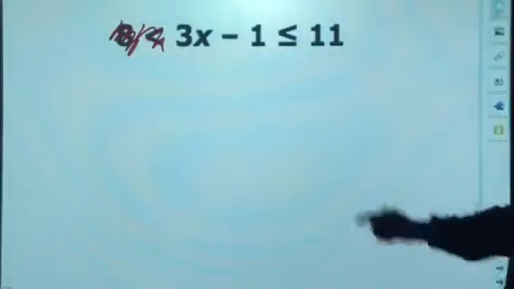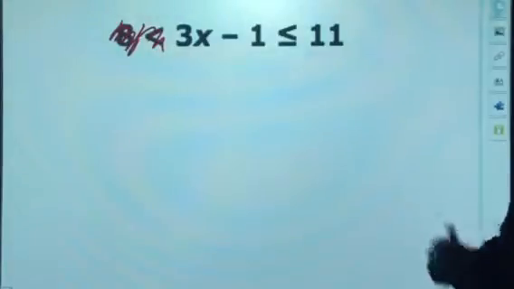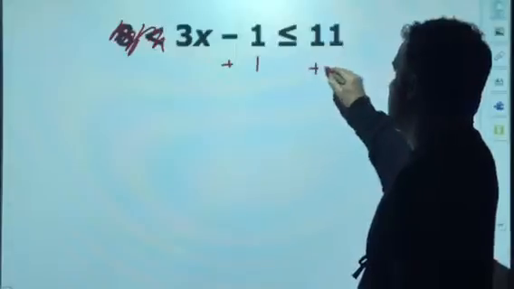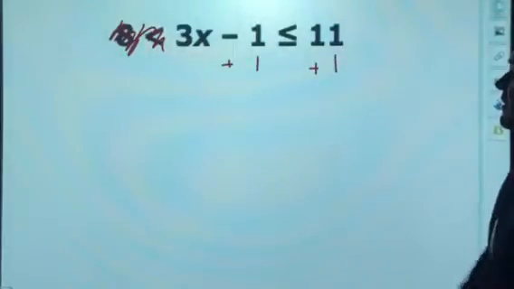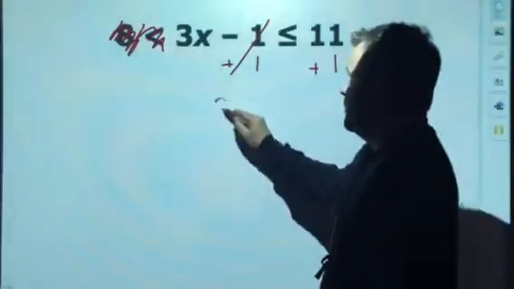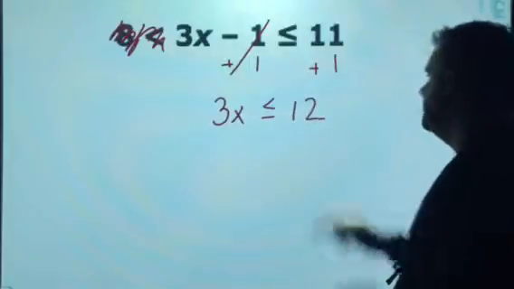Okay, in here, you notice that we need to get the -1 and the 11 together. We need to combine those like terms. So we would add 1 to this side and also add 1 to the 11, and they cancel out here. So we're left with 3x is less than or equal to 12.